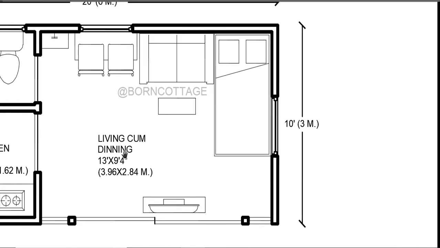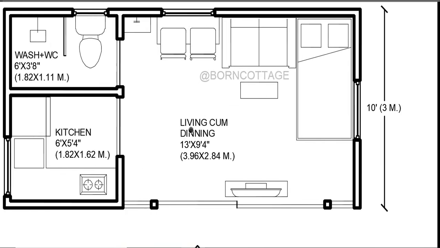So we have a living cum dining area. You can see here the sofa arrangement, tea table arrangement, and also a TV unit on the front wall. And we have a single bed here, and also we have a dining counter with 2 chairs and wash basin arrangement. You can see here the 2 large size windows for ventilation and light purpose also.